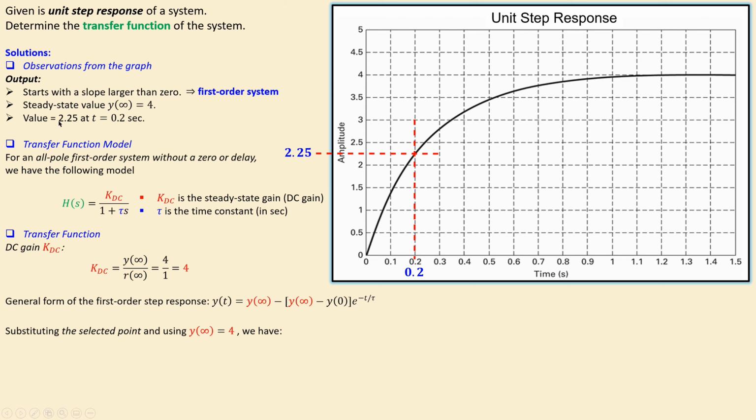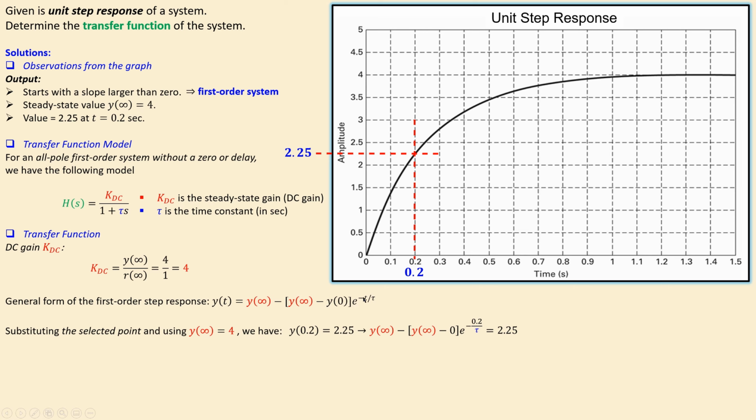But I have, of course, the value of this one. And I also know that the steady state value is 4. So if I just substitute here the 4 and also the 4 here, I have the following situation, and also the selected point. So I now have at 0.2, 2.25. That will of course make this expression the final value minus the initial value, and the initial value is 0 here. So that's also what we can substitute in it.